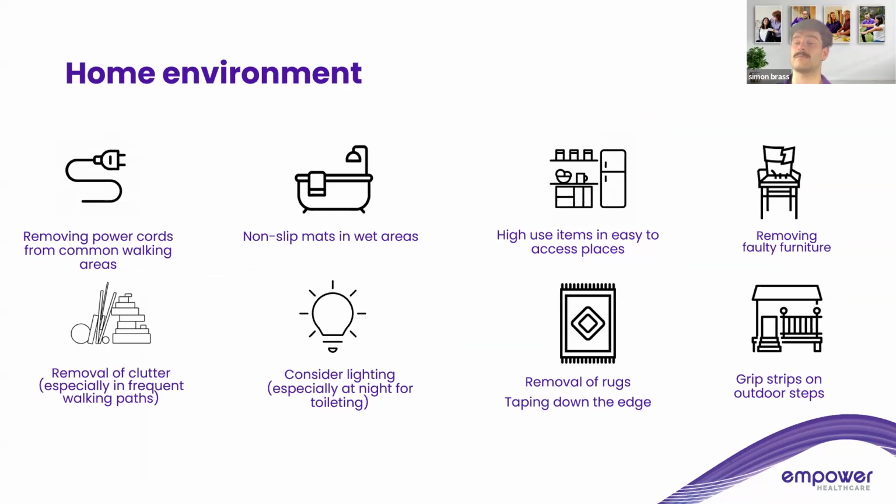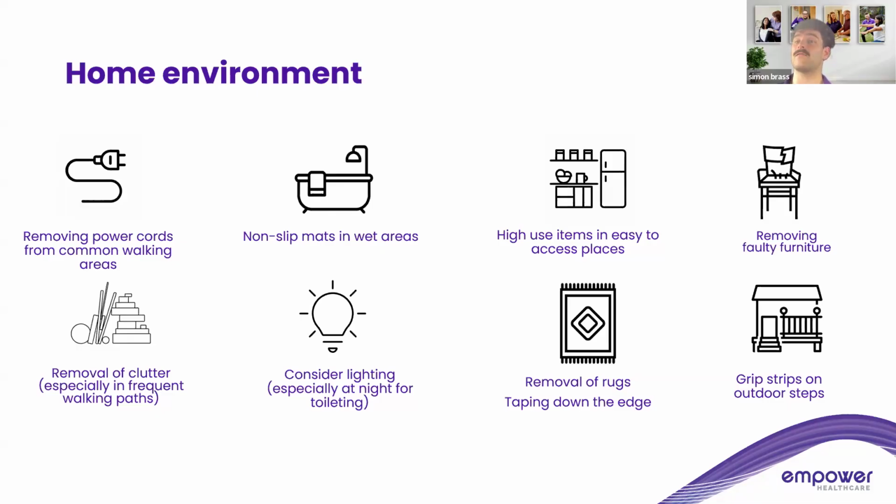mats in wet areas to provide a bit more friction to your feet, placing high-use items in easy-to-reach places so that you don't have to reach out of your comfort zone. Removing faulty furniture. If that chair that's got a broken leg is still in use, then maybe it's time to throw it out. Removal of clutter, considering increasing the lighting in dark areas or even using night lights in the hallway to help you with your vision if you needed to go to the toilet at night.